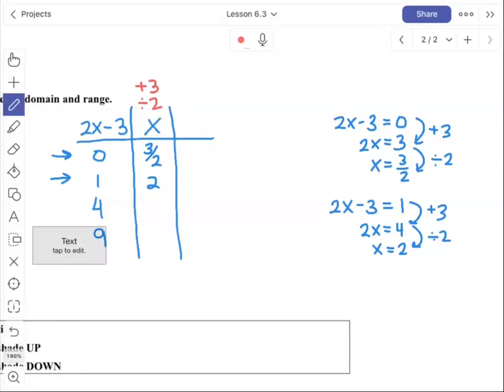All right, and then 9 plus 3 is 12, divided by 2 is 6. All right, so that's just another way you can do that, okay? Let me pause real quick and see if there's any questions about finding these x coordinates.